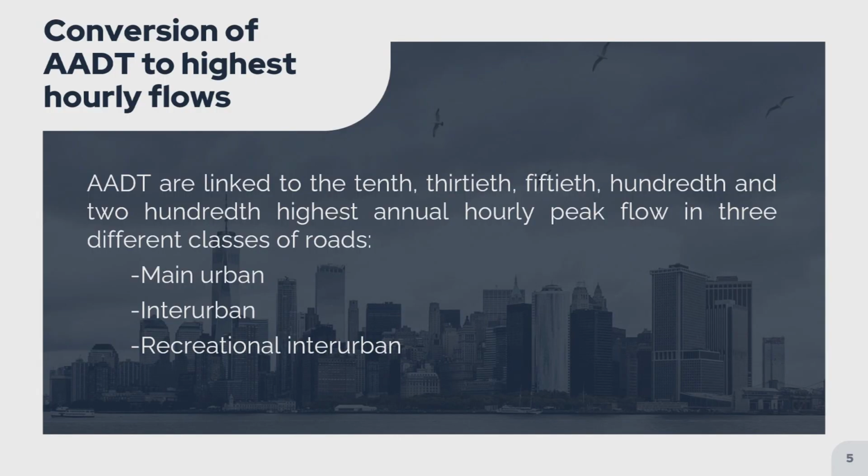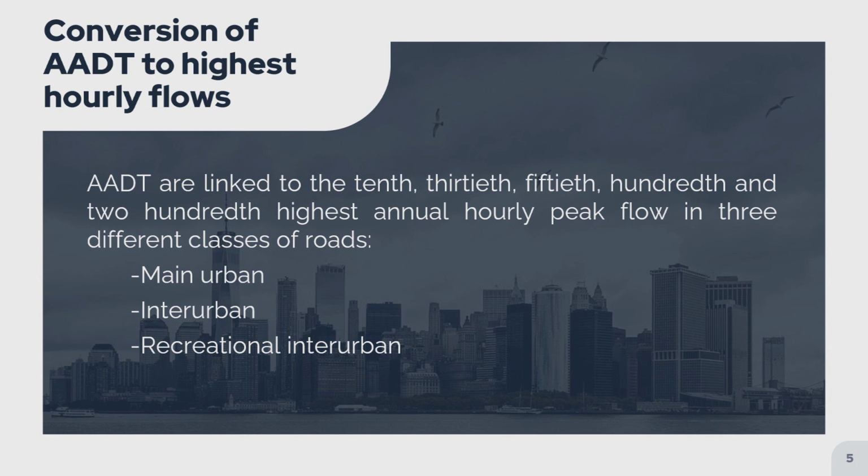Moving on is the conversion of the average annual daily traffic to highest hourly flows. Appendix D14 of the Traffic Appraisal Manual originally detailed factors linking the average annual daily traffic to the 10th, 30th, 50th, 100th, and 200th highest annual hourly peak flow for three classes of roads, namely main urban, interurban, and recreational interurban.